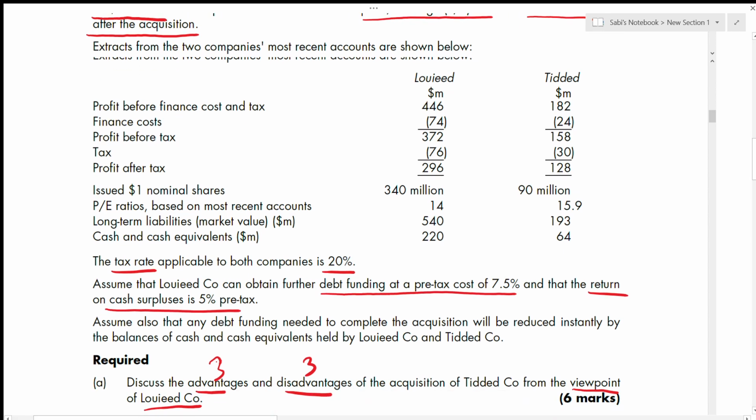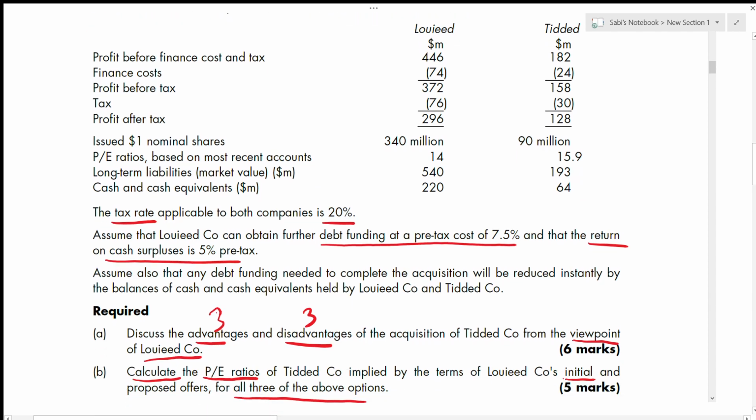Now, I'm sure most of you will be confused, but it's okay. When we go to the calculation part, I will tell you how we can use all this 7.5% and 5%. Assume also that any debt funding needed to complete the acquisition will be reduced instantly by the balances of cash and cash equivalent. That means when you go for funding, you first have to take this balance out, and the remaining balance will be the extra finance which you need after deducting cash and cash equivalent. It is given here, and this assumption has been given to you, right? Held by L and T debt company, both companies.